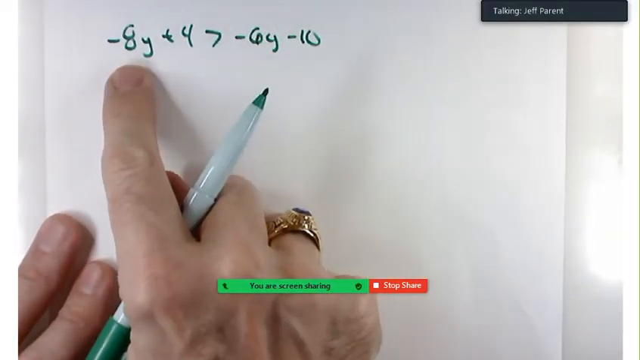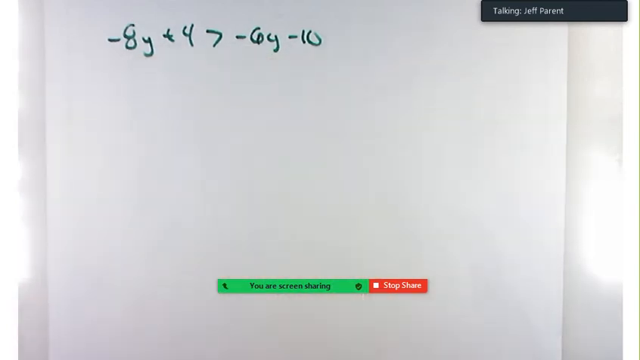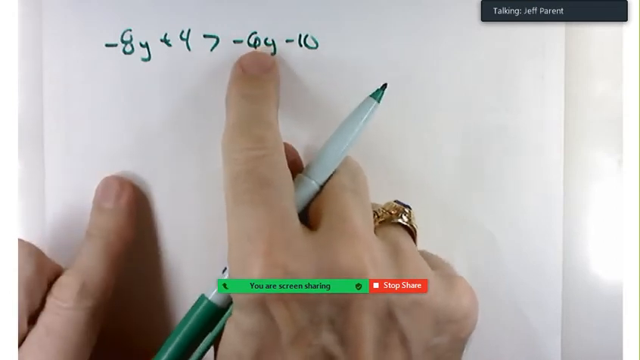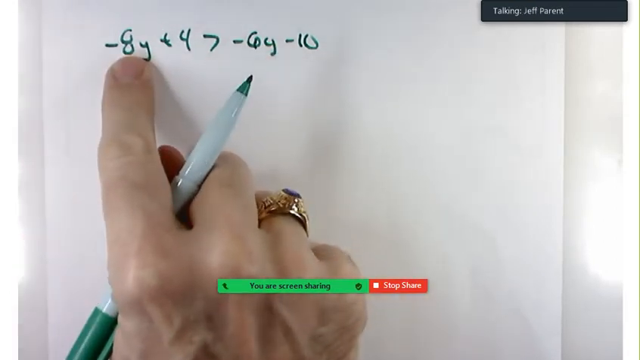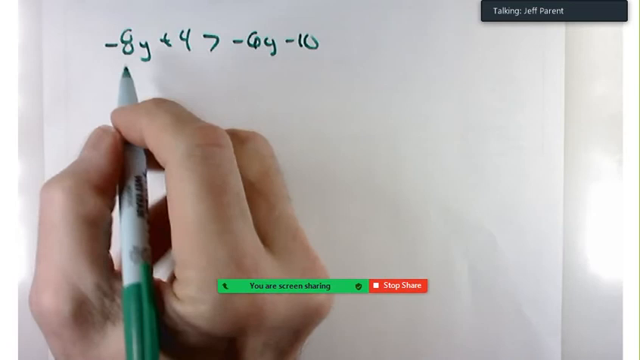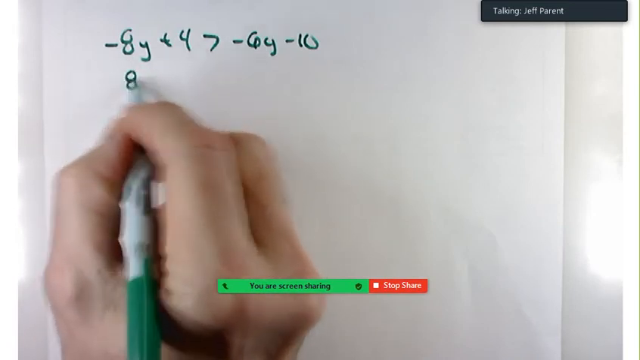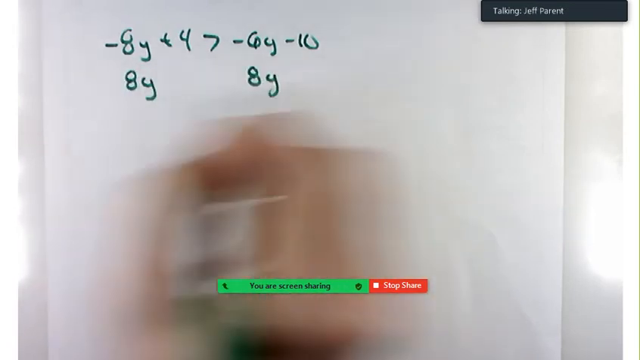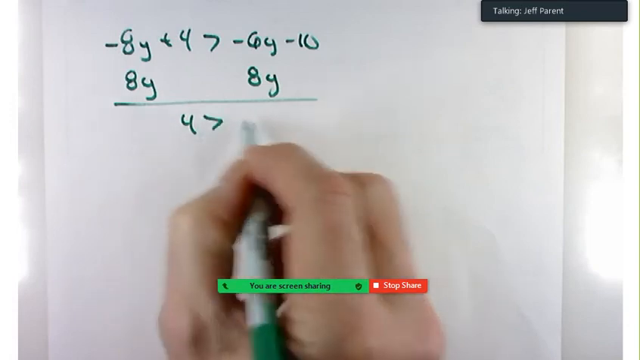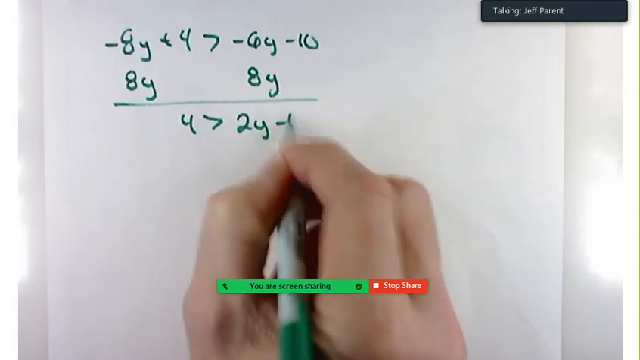I've got a negative 8 and a negative 6. What side do I want to put the variable on, the left-hand side or the right-hand side? Negative 6. Yeah, the right-hand side. Good. Because negative 6 is bigger than negative 8. So I want to move this over here. And I do that by adding the opposite. 8y, 8y. And I get 4 is greater than 2y minus 10.